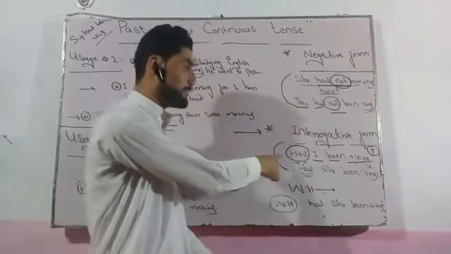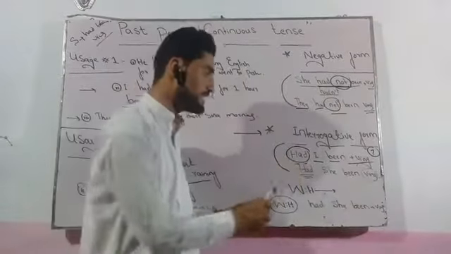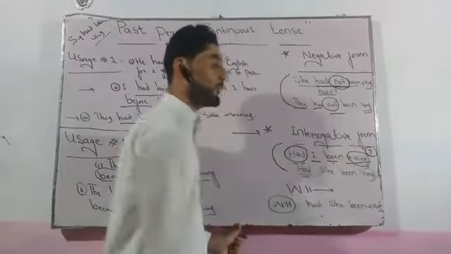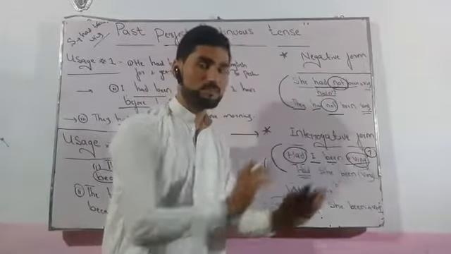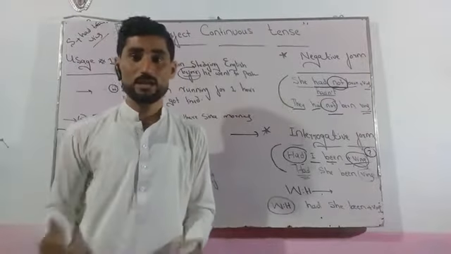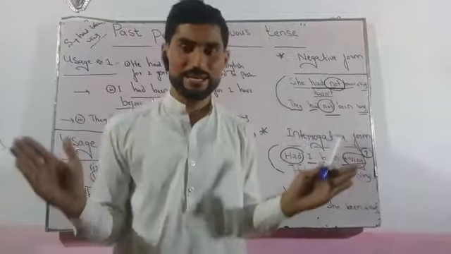So, I started this sentence with the helping verb had, and then subject, and then been, and then the present participle form of the verb. Had, subject, been, present participle form of the verb. Had they been going to Peshawar? Had I been learning English?